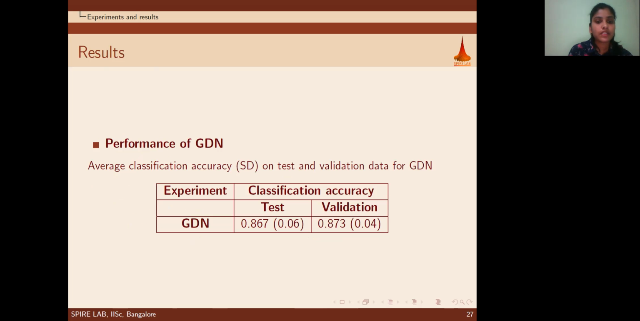This table illustrates the average classification accuracy and corresponding standard deviation in brackets, which is computed across all 4 folds on test and validation data for the glottis detection network. Here the performance of GDN is affected by the images which have small glottis or supraglottis structures that cover the glottis region, which leads to mixed classification of glottis and non-glottis in both cases.